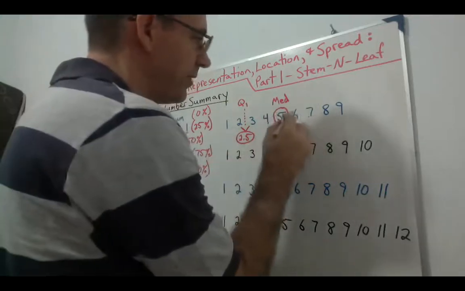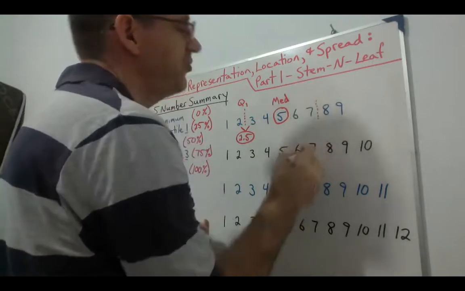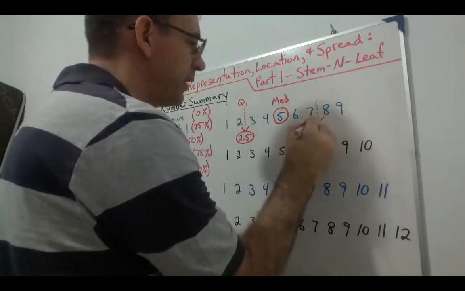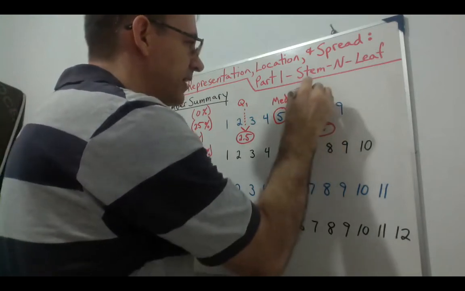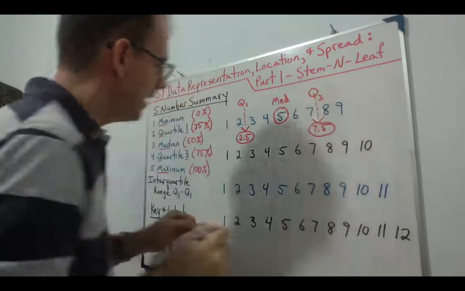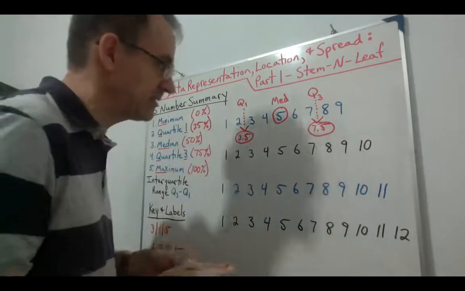And same thing over here, we have 4 values. So right in the middle, 2 and 2. So we get 7.5. And that is our quartile 3. And then the minimum and maximum are easy because it's just your first and last number.